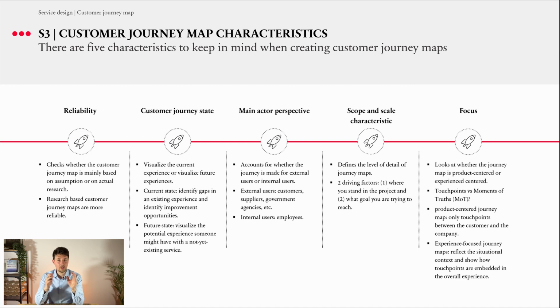Up next, we have the scope and scale characteristic, which defines the level of detail of journey maps. Essentially, it depends on 2 factors. First, the stage of the project, and second, the goals to be reached. For example, say that you made some research on the different steps of the customer journey and you want to match that research to the steps. In this case, you'd better go with a high-level view of your journey.